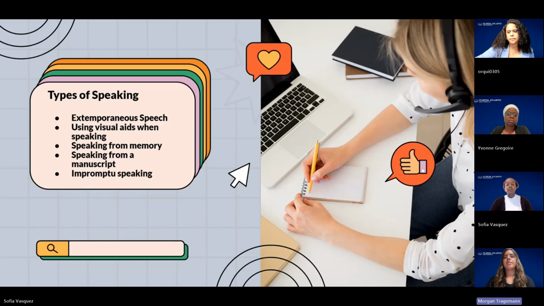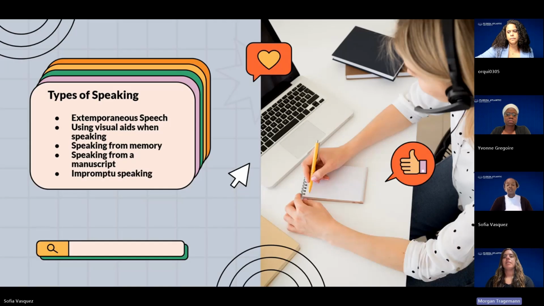Impromptu speaking is when a speaker delivers a presentation without using any notes or preparing for it. Impromptu speaking is used a lot in patient relations as patients ask questions and healthcare workers must come up with the answers on the spot. These different types of speaking can help improve the delivery of presentations in health relations.